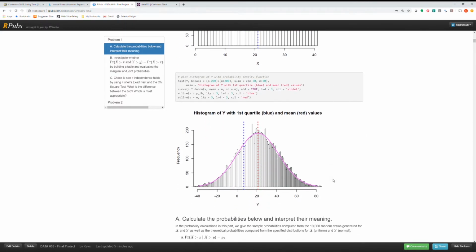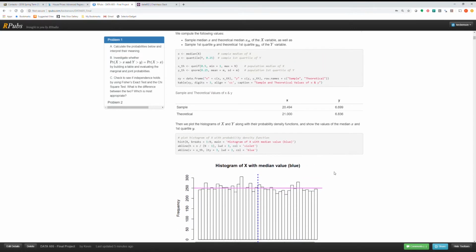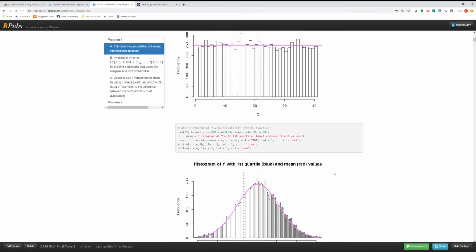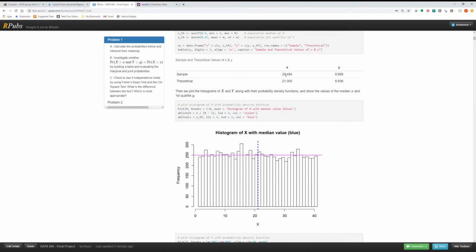For y, little y is given as the 25th percentile of the sample distribution for capital Y, and that comes out to approximately 6, as we can see here. And we can compute those both in terms of the sample distribution as well as in terms of the actual theoretical distribution. So again, little x is approximately 21, little y is approximately 6.8.